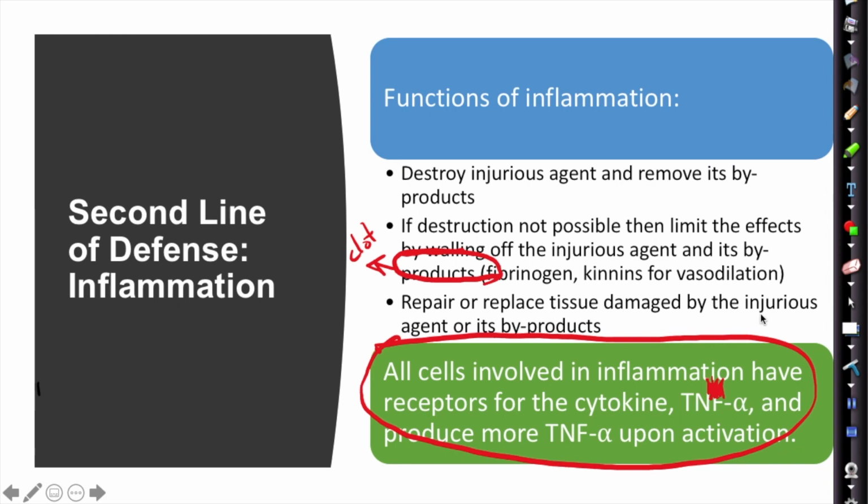Repair or replace tissue damaged by the injurious agent. All cells involved in inflammation have receptors for the cytokine TNF and produce more TNF upon activation, so that you have a cascade of TNF being produced, which causes more inflammation.